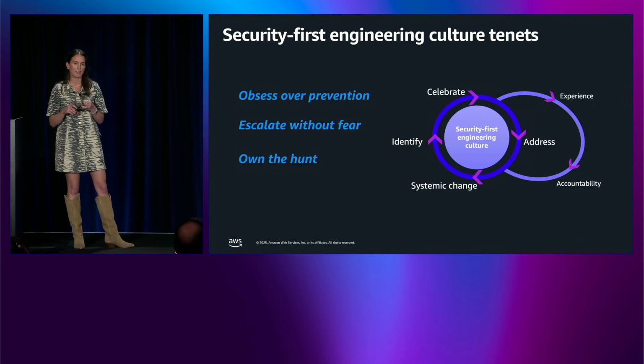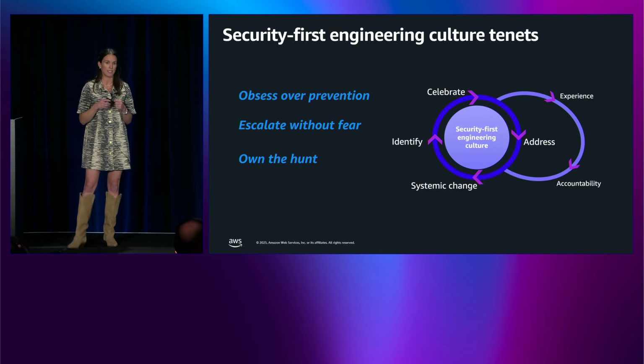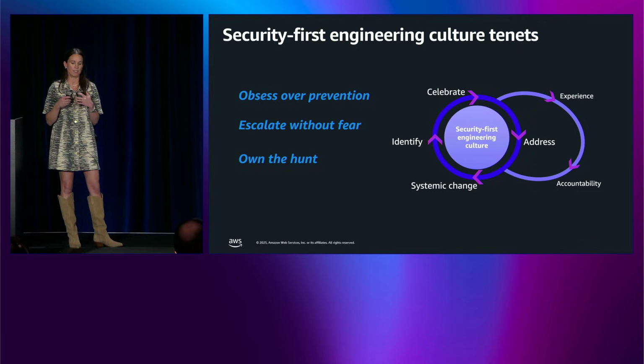Escalate without fear. This is a big part of Amazon's culture, not just specific to security. We tell engineers consistently, if in doubt, escalate. And most importantly, there is no penalty for escalation. And the third one is owning the hunt. We talk about this a lot. Every 2 pizza team owns their own security, right? So this means taking initiative to identify risks and being proactive to address them, and being fully committed and determined to achieving the security outcomes that our customers expect.